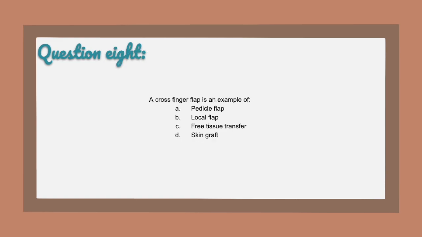Question 8, correct answer is A, pedicle flap. Local flaps include the Moberg advancement or VY advancement. The free tissue transfer is a larger area of tissue being transferred, like from the groin or scapula or lateral arm. And then a skin graft is not considered a flap, it's something separate.